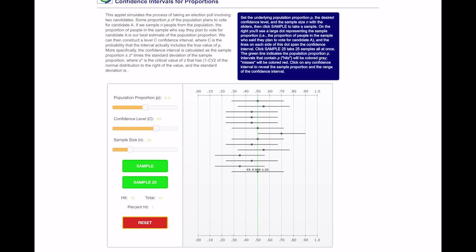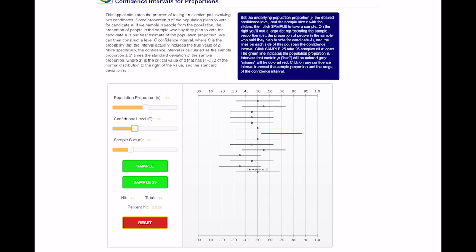Now, what would happen if I change my confidence, let's say, to 99%, right? You can see that the interval just got wider. Now, what happens if I lower my confidence? Now I'm not as confident, but my interval got smaller. And also notice, though, that one of the intervals didn't capture the proportion.